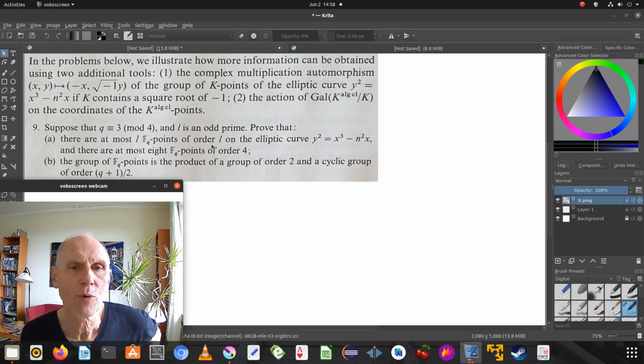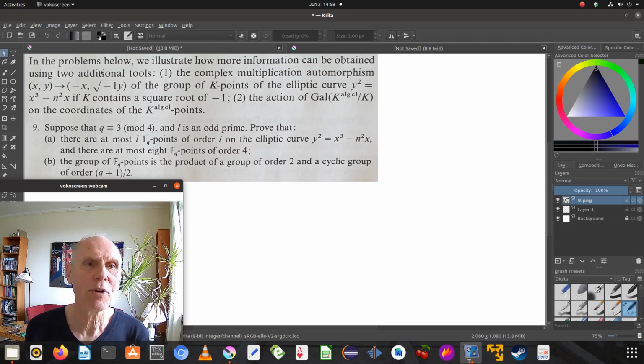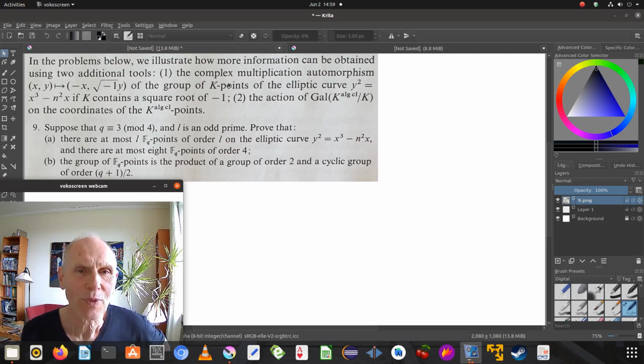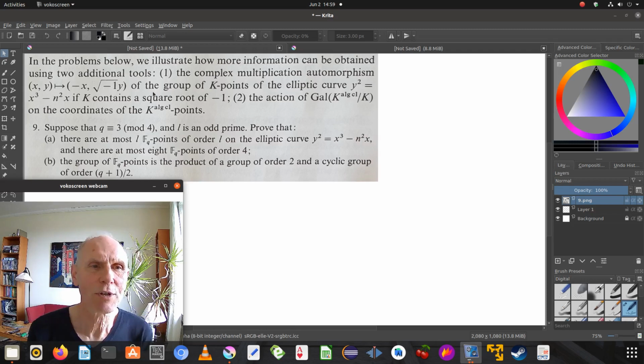I read problem 9 this morning before going to tennis training, and my first instinct was, how on earth could I be able to prove that? That's problem A. But then I remembered that there was some information at the beginning, so we'll just try to see what's happening, what it says here.